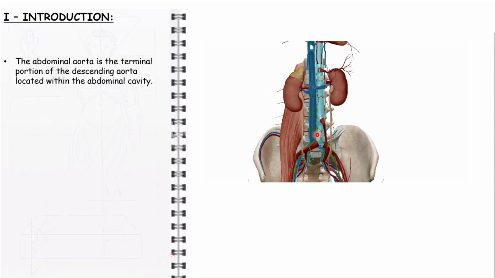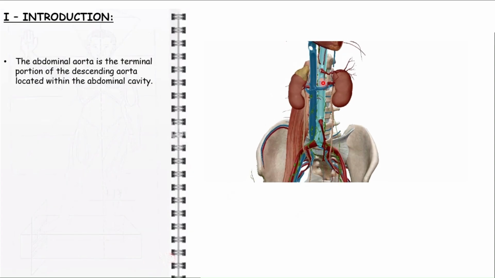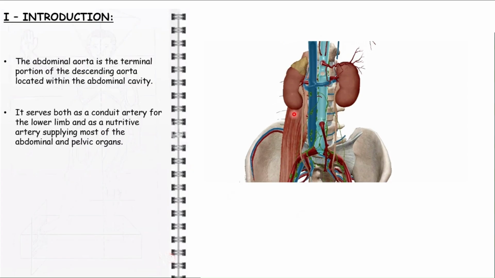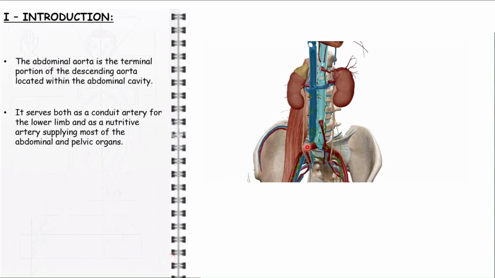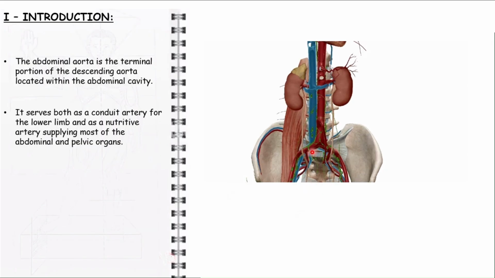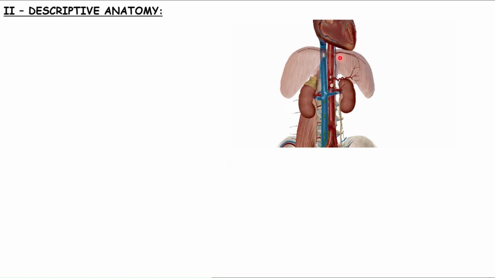The abdominal aorta is the terminal portion of the descending aorta located within the abdominal cavity. It serves both as a conduit artery for the lower limb and as a nutritive artery supplying most of the abdominal and pelvic organs. Let's start with the descriptive anatomy of the abdominal aorta.